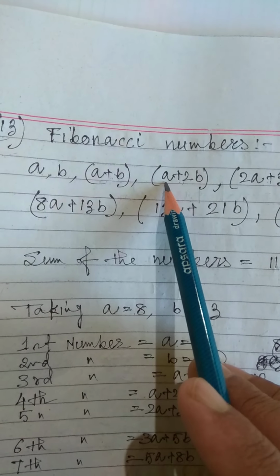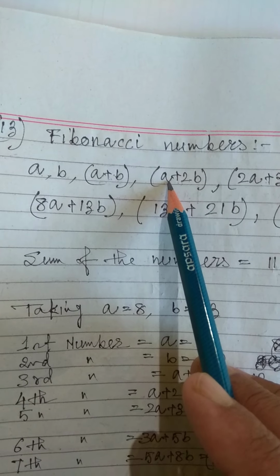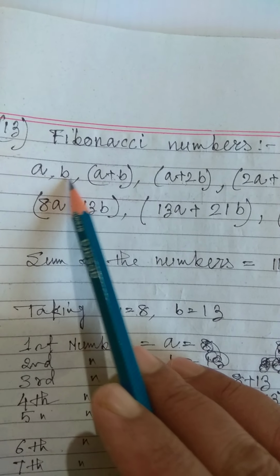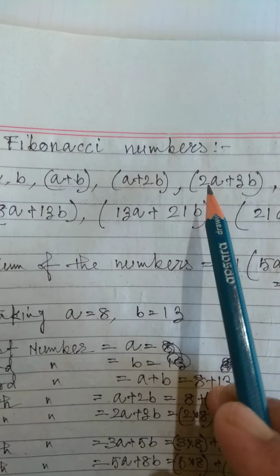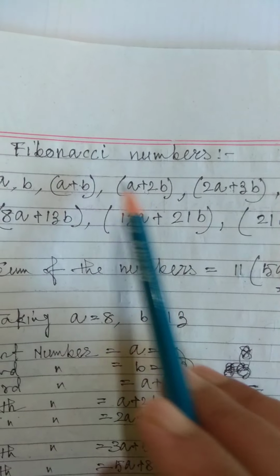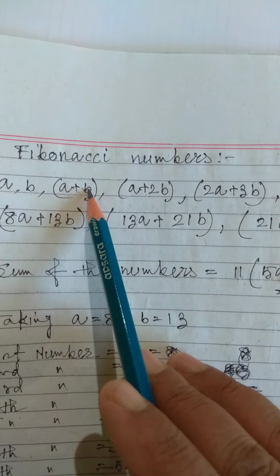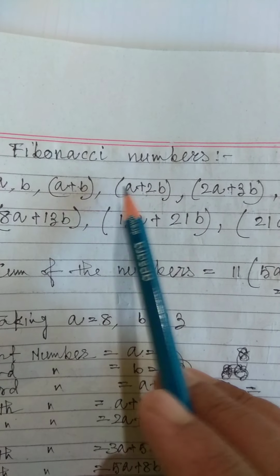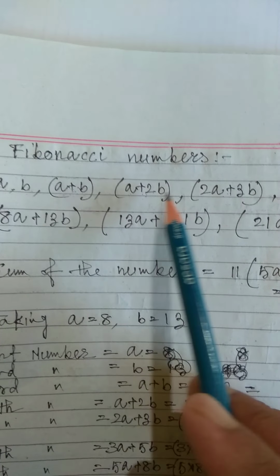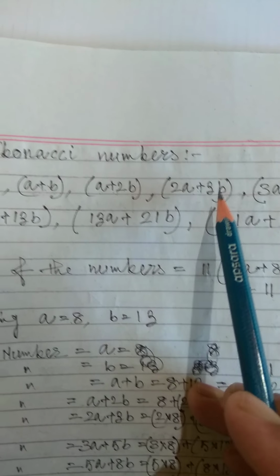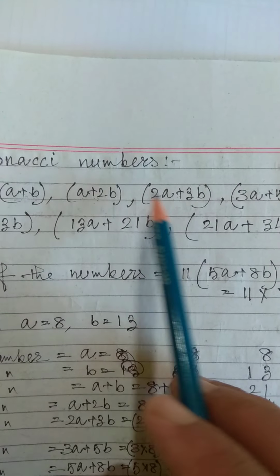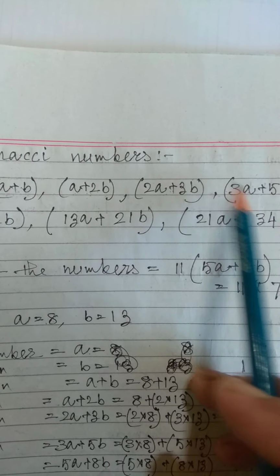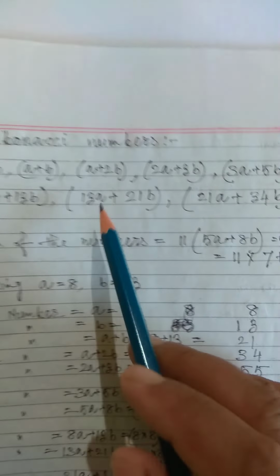Now the fourth number is equal to the sum of the previous two numbers, B plus A plus B, equal to 2B plus A. The fifth number is equal to the sum of the third and fourth numbers. So A plus B plus A plus 2B is equal to 2A plus 3B. Then the next number is equal to the sum of the previous two numbers. So this is the pattern of the numbers. So this type of 10 numbers are given here.